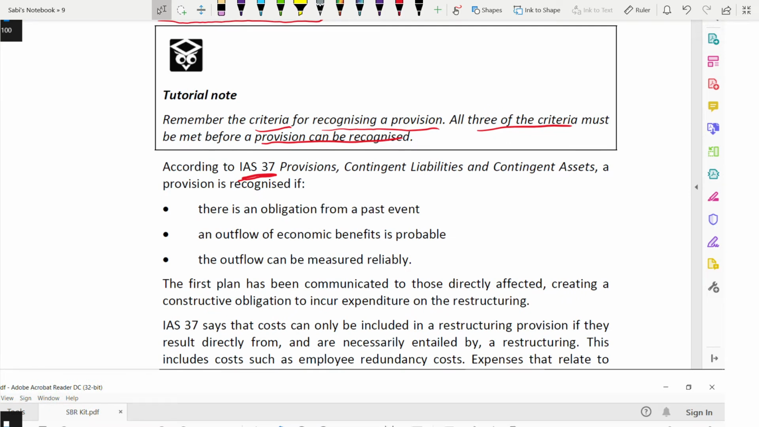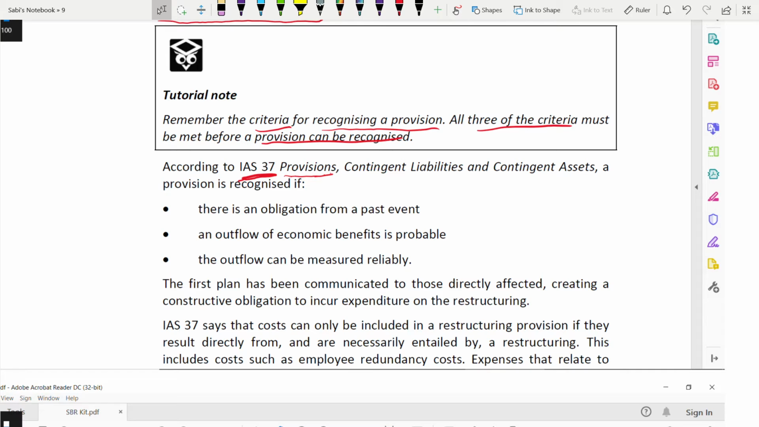It's a provision. Three things IAS 37 talks about. Sometimes the standard talks about more than one thing. Sometimes it's just one item. For example, IFRS 9 was just talking about financial instruments. But IAS 37 talks about provisions, contingent liabilities, and contingent assets, three separate things.